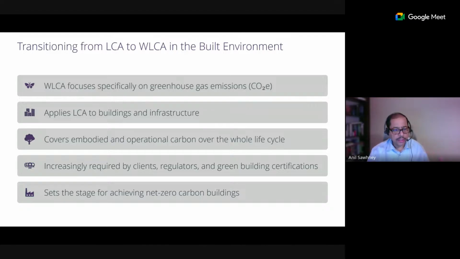It increasingly is becoming required by clients, regulators, and green building certifications. As you saw in LEED 5.0, there is a need for you to do WLCA calculations. Other certifications similarly are requiring WLCA to be done. It sets the stage for us achieving net zero or near zero carbon buildings. So LCA being a generic sector agnostic approach, we adopt it to our sector by making these changes.